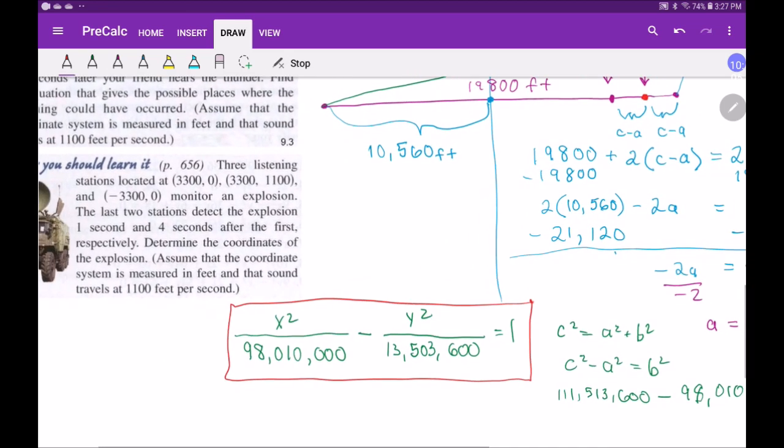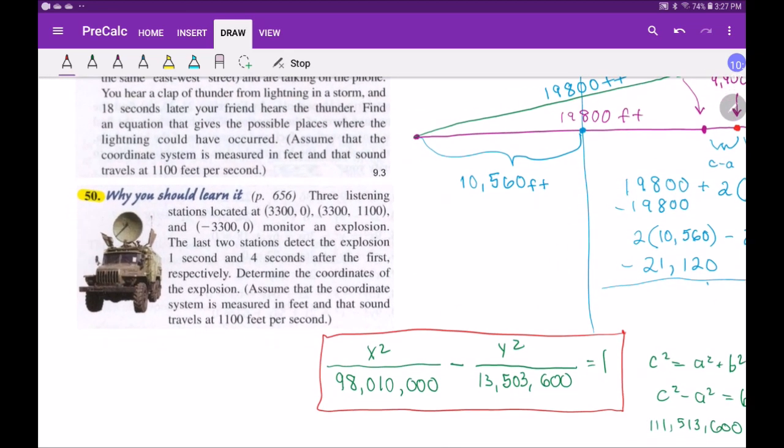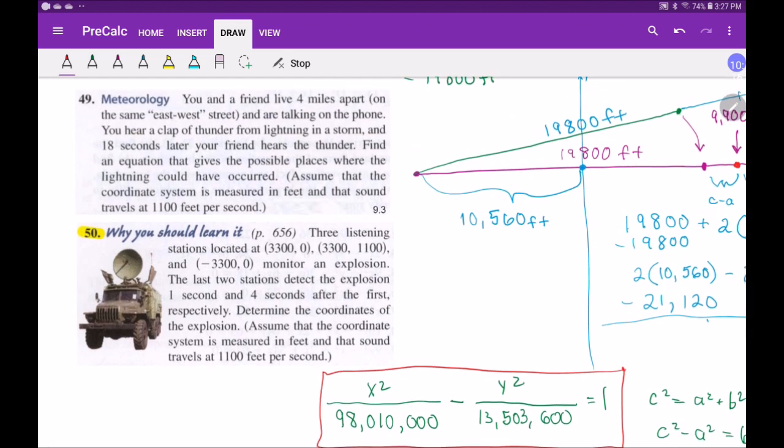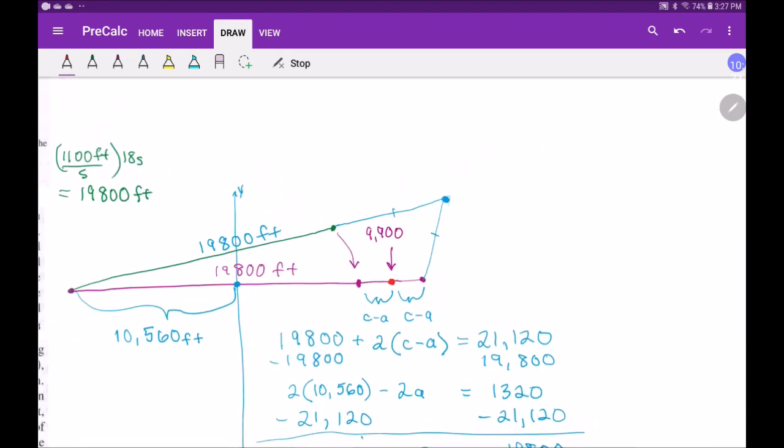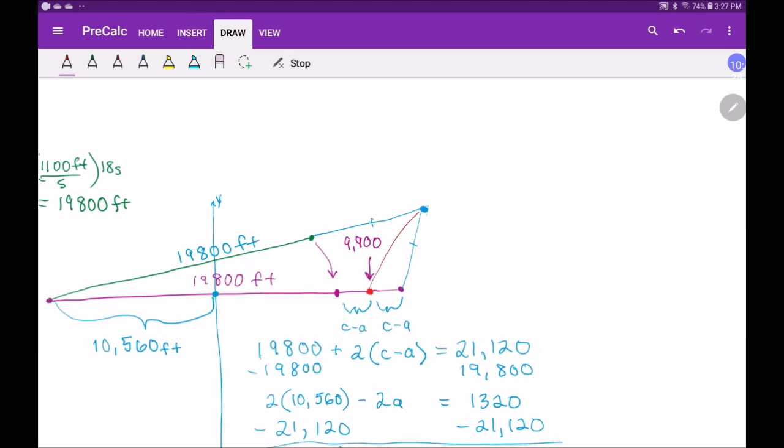If you had a third person listening, like you do in your example, you would be able to know exactly where. But at this time, it just says find an equation that provides the possible places. Okay, well, somewhere along that right branch of the hyperbola, anywhere on here fulfills the criteria. We just happened to put it here in our drawing, but anyway, somewhere on that.